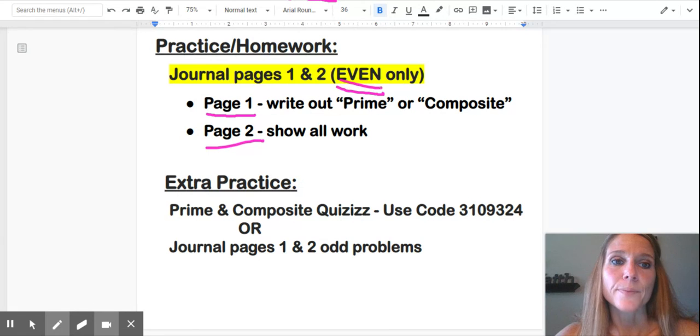So get started working on your journal, pages 1 and 2. Remember, it's just the even problems that will be graded. But feel free to do the rest of them as well for extra practice.